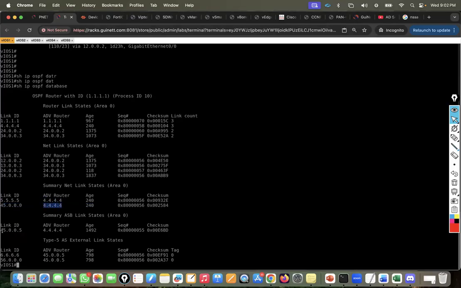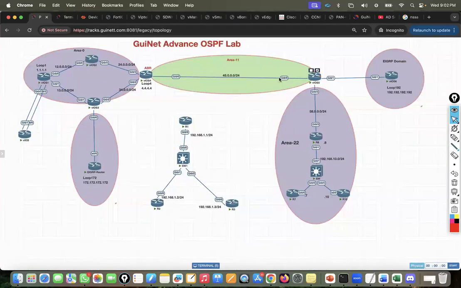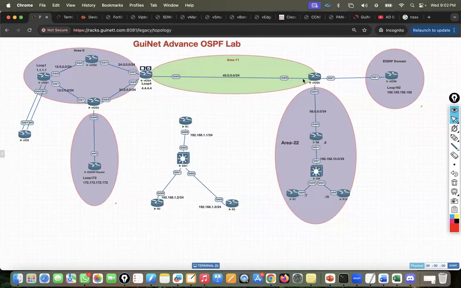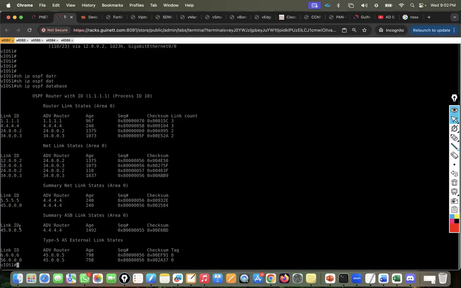And now what is this? Where is this IP? 4.5. I think it's the link between the ASBR and ABR. Yes. And it is getting your external route. So this router is telling, who is telling? ABR 4 is telling. Okay, the ABR is telling who is generating it, your ASBR. That is your ASBR. Where is your ASBR?